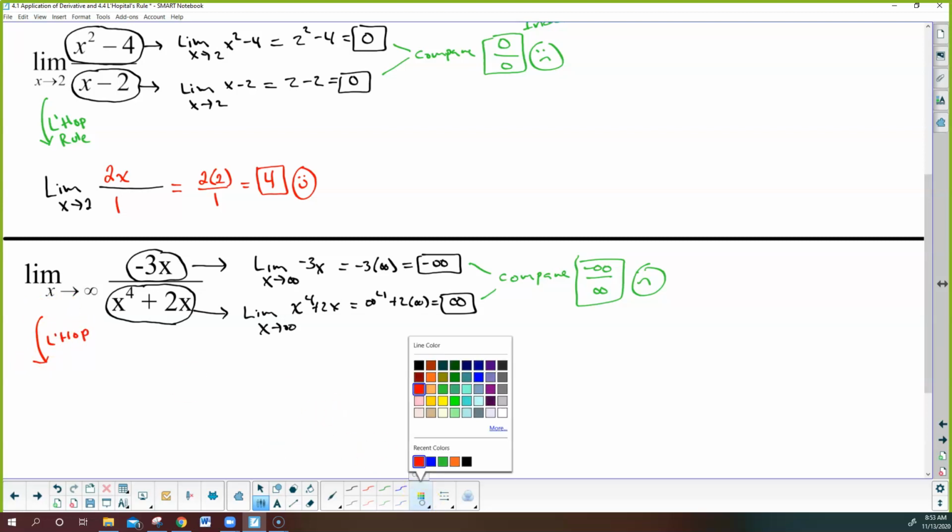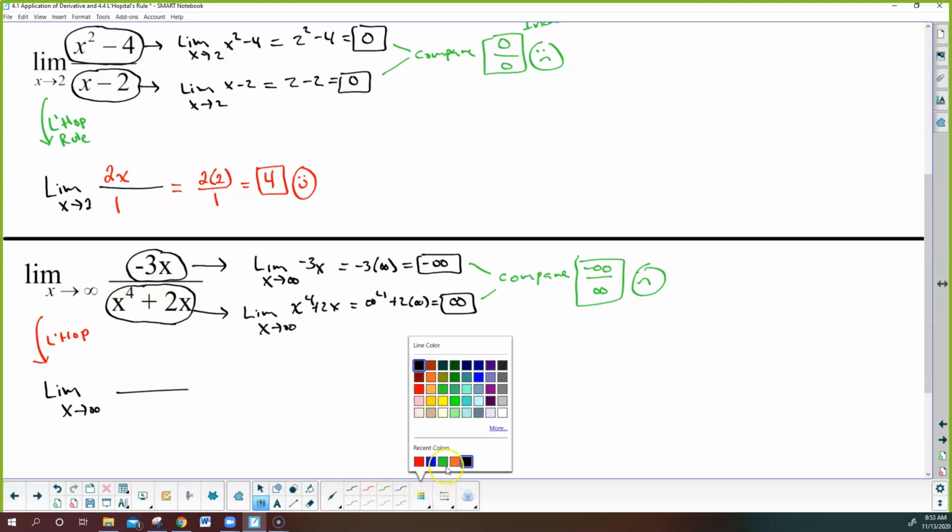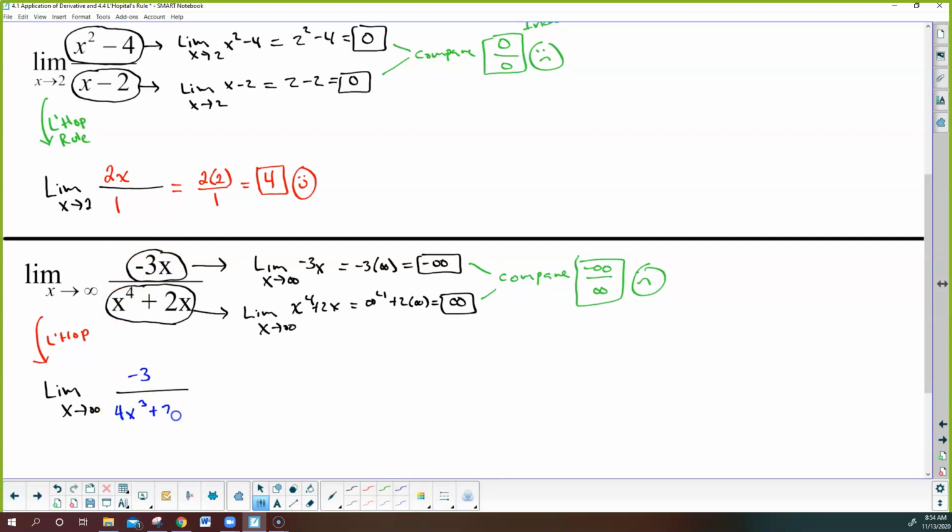And all L'Hopital's rule is, after you state this first part, is taking the derivative of the top over the derivative of the bottom. So the derivative of the top is negative 3. The derivative of the bottom is 4x to the third plus 2.